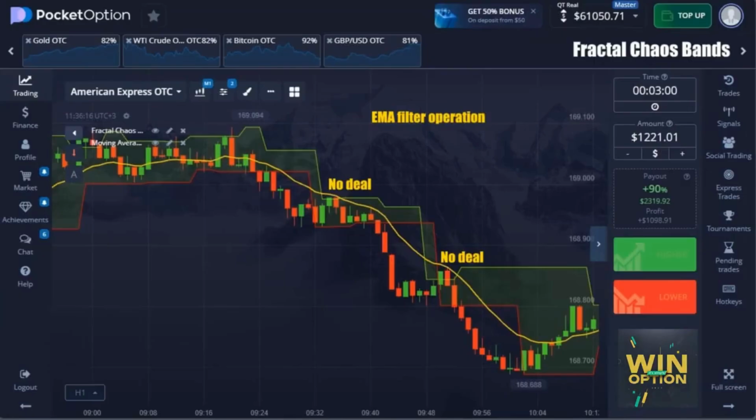We buy a call option when the upper line of the Fractal Chaos Bands indicator is broken, only if the signal candle closed above the moving average, and buy a put option when the signal candle closed below the moving average. Here you can see how in 2 cases, this simple rule of filtering trades helped us avoid losses.